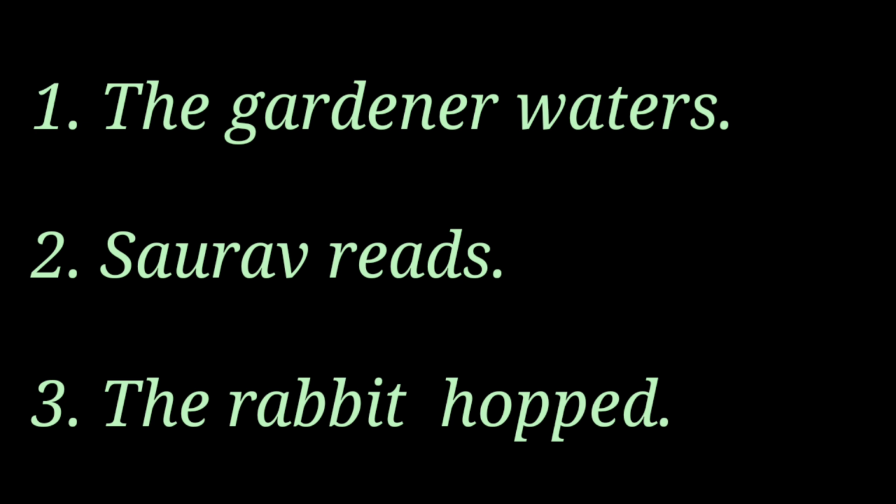These sentences have subjects. In the first sentence, the subject is the gardener. In the second sentence, the subject is Saurav. And in the third sentence, the subject is the rabbit. However, we don't know what these subjects are doing or have done. For example, what the gardener waters, what Saurav reads, why and where the rabbit hoped, that we don't know. The verbs waters, reads and hoped should be followed by some word or words to make their meaning clear.